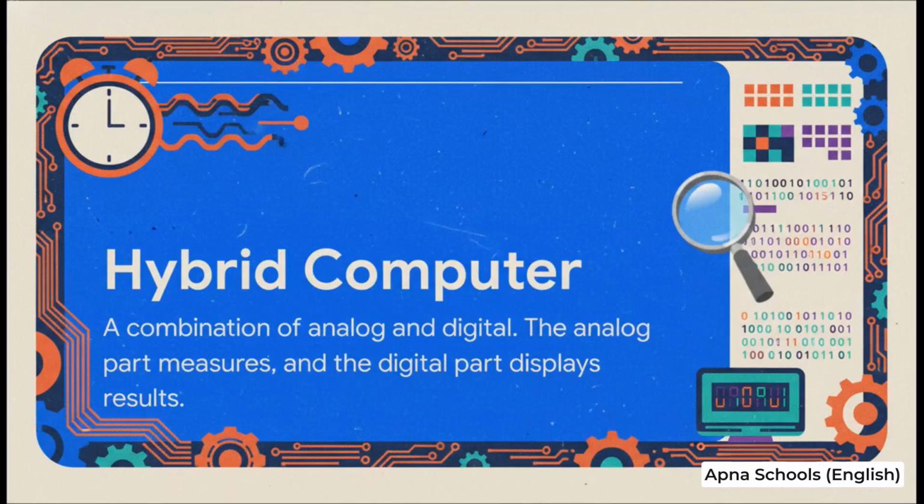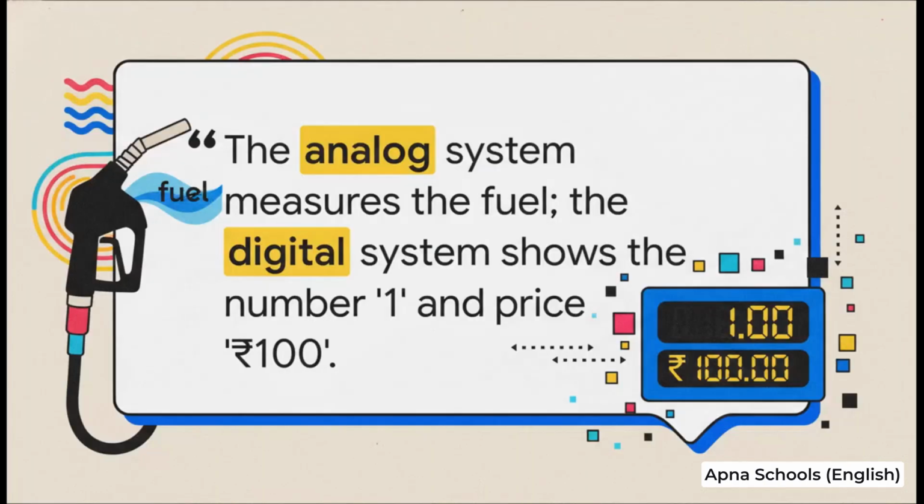So, what if you could get the best of both worlds? Well, that's exactly what a hybrid computer does. It's a combination of the two. It uses an analog part to do the continuous measuring, and a digital part to show us the result in plain, easy-to-read numbers. And that gas pump is the perfect example. As you're filling your tank, there's an analog system inside that's measuring the continuous flow of fuel. But that screen you're staring at, watching the numbers tick up, that's the digital system, turning that flow into a number for liters and a price. That's a hybrid computer right there in the wild.